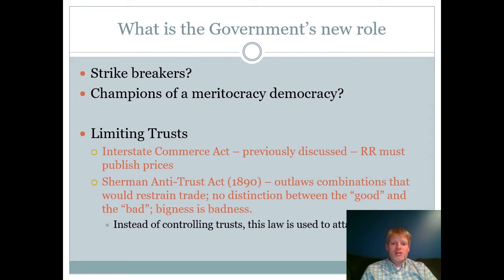They say unions are the ones limiting trade, restraining trade, and so it's used to actually attack the unions, not really to break up many of the big trusts. That won't come until the first decade of the 20th century when Teddy Roosevelt and other progressive trust busters come in and pass kind of an updated Sherman Antitrust Act.